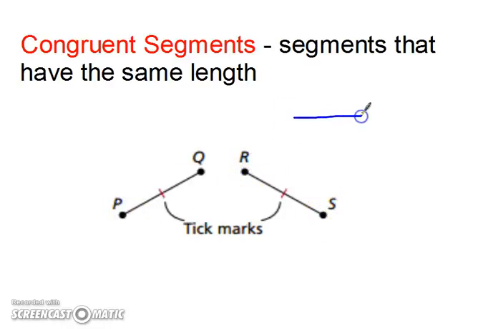Well, if we had two other segments, let's say AB and CD, well, maybe those two are congruent, but we wouldn't use 1 tick mark because that would mean all 4 of them are congruent. So we'd want to represent that they're a little bit different. So AB and CD are congruent, and PQ and RS are congruent.